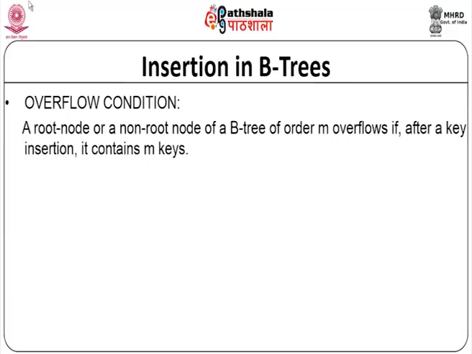So, overflow condition: a root node or a non-root node of a B tree of order m overflows if, after a key insertion, it contains m keys. M keys overflows, since for order m you can have only m minus 1 keys. So, if it has m keys, there is an overflow.